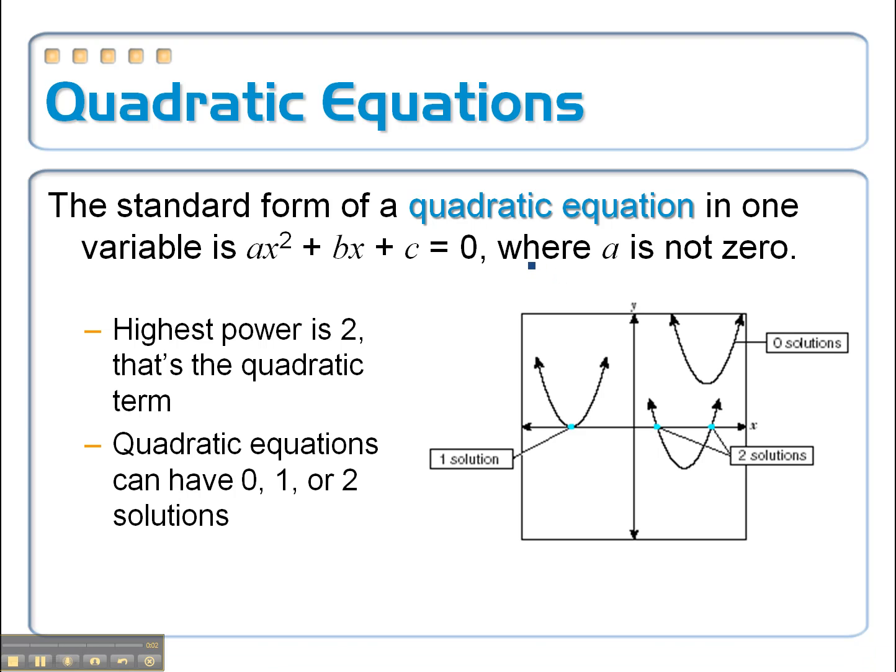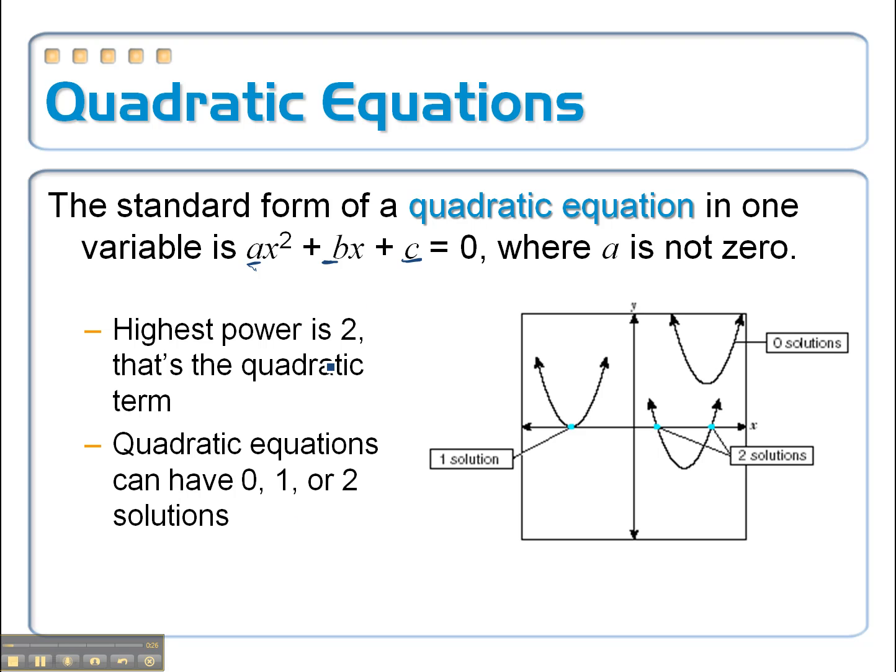Now we're going to do some quadratic equations. Quadratic equations have an x squared term. They look like this: ax squared plus bx plus c equals 0. The a, b, and c are just good old numbers, right? And of course the x's are variable. So the highest power is 2, and you only have one variable. In this case, it's x.